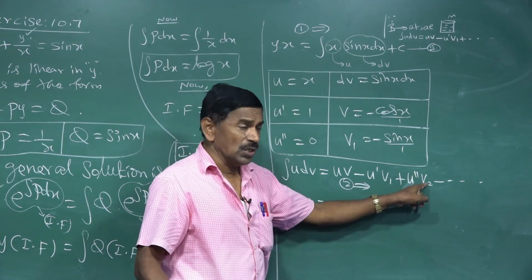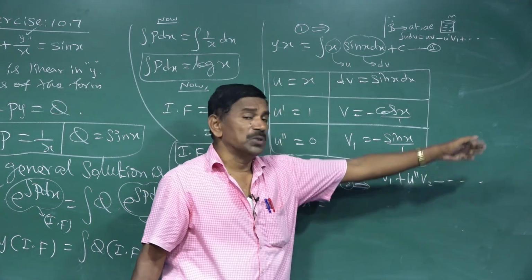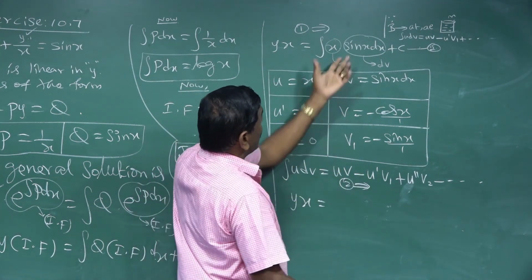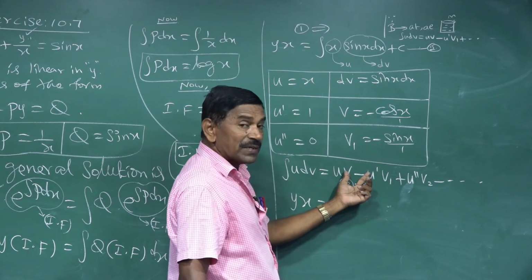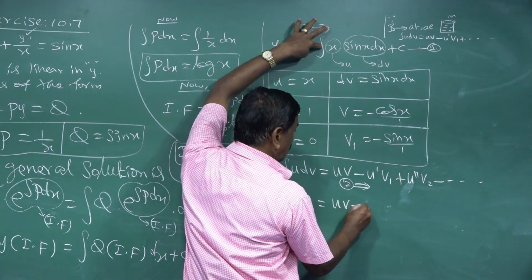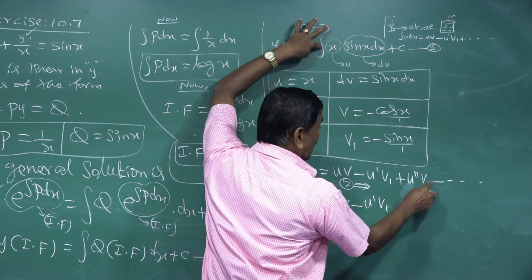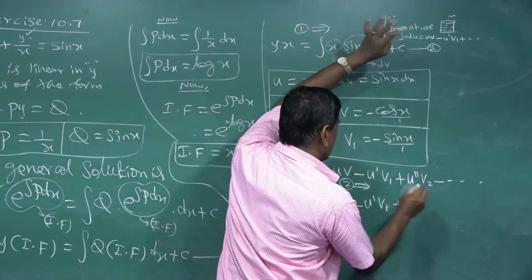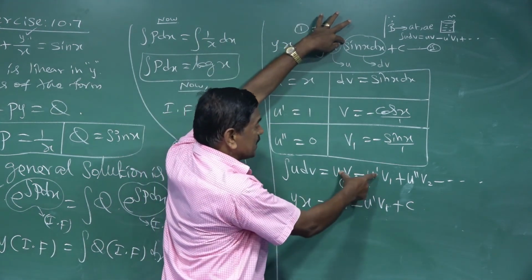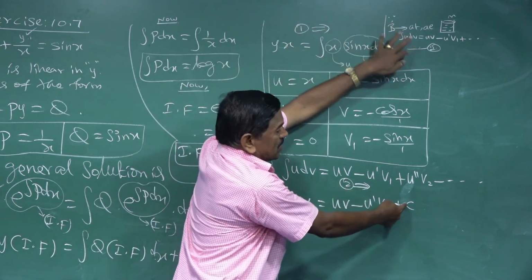0 into v2, 0. So this third term and fourth term, etc. no need. So first two terms enough. Now for RHS, it is enough to write the first two terms. That is, for RHS, the two terms are given by uv minus u dash v1 plus constant C. Fix it. That's all. Okay, left hand side as it is. For RHS, it is enough the first two terms and the constant C as it is.